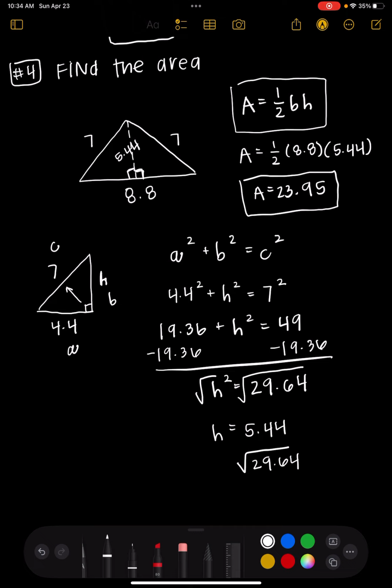So as you can see, the Pythagorean theorem is really useful in a lot of cases. But remember, the Pythagorean theorem only works if you're using it with right triangles.